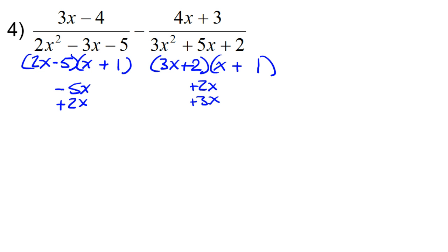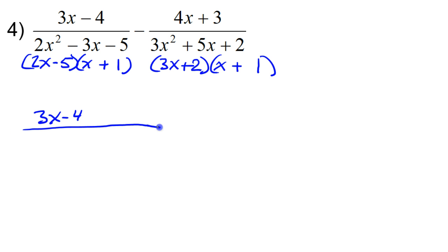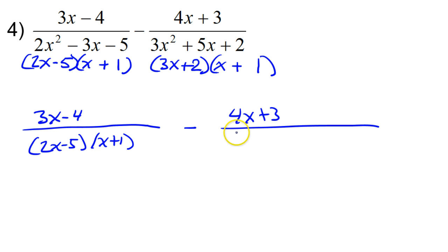So now that we have factored everything, I'm going to recopy the problem to make it easier to follow. So let's see. I have 3x minus 4 over 2x minus 5 and x plus 1. And then minus 4x plus 3 over 3x plus 2 and x plus 1.